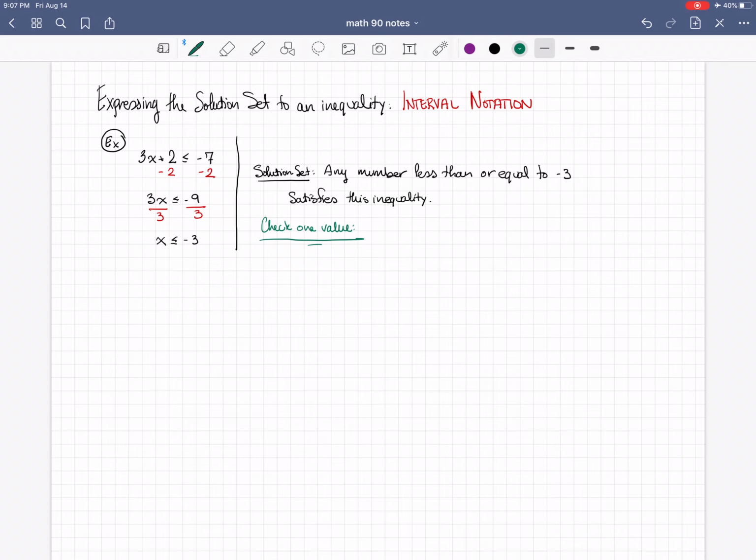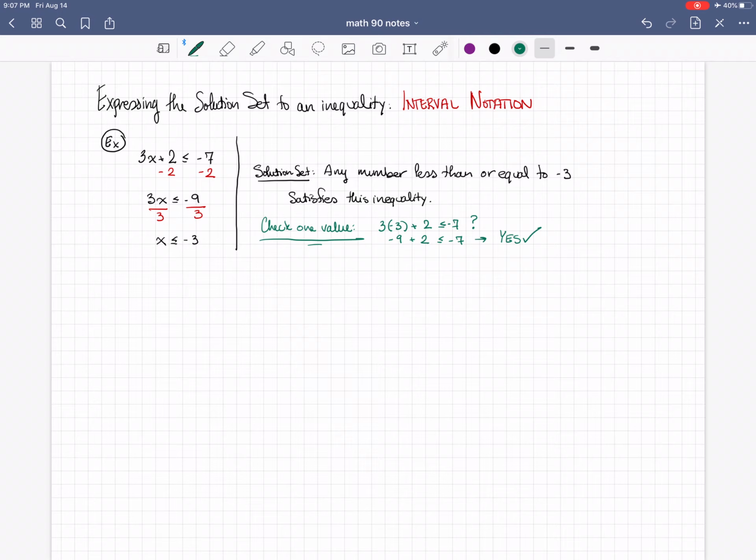So let's try -3 itself, right? So you have 3x plus 2. So I'm putting -3 in place of x. And I'm asking, is 3 times -3 plus 2 less than or equal to -7? Well, in fact, -9 plus 2 is -7, and since this symbol of inequality means less than or equal to, that tells me that yes, -3 does satisfy the inequality.